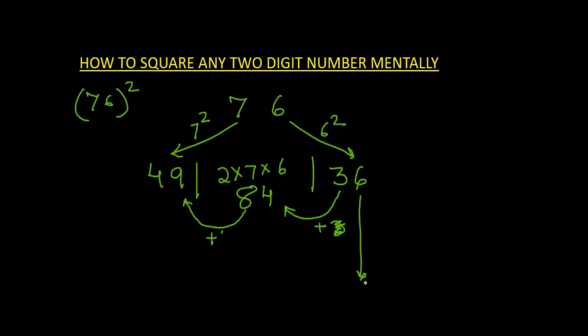So this 6 comes as it is. 4 when added to 3 gives us a 7. 8 when added to 9 gives us a 17. So 1 goes in the carry again and we have this 4. This 4 and this 1 of the carry combine to give you a 5. So our answer is 5776.